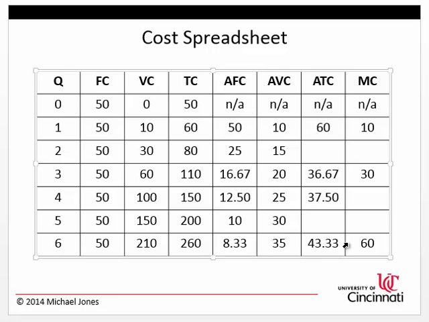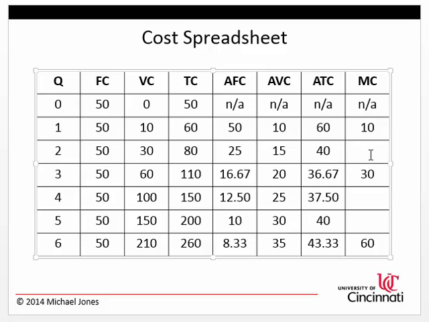And my average total cost is simply the total cost divided by Q. So if my total cost at Q equal to 2 is 80, then my average total cost is 80 divided by 2, or 40. And I go on down to the last place here, where I see that the total cost is equal to 200 and my Q is equal to 5. So my average total cost here is 200 divided by 5, which is 40. And I have one more column remaining to complete.